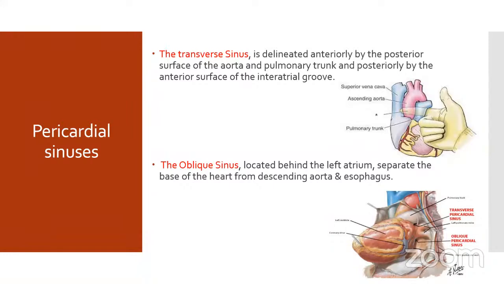We have two pericardial sinuses. The first is the transverse sinus, which is the tunnel-shaped passage posterior to the aorta and pulmonary trunk and anterior to the superior vena cava. The oblique sinus is an inverted U-shaped reflection of the vena cava and pulmonary veins. It lies behind the left atrium and in between the left and right pulmonary veins. So it separates the base of the heart from the descending aorta and esophagus.